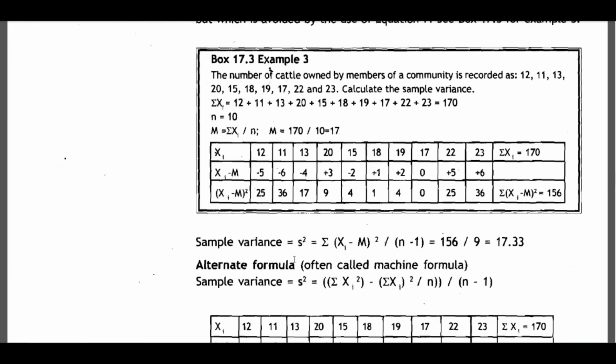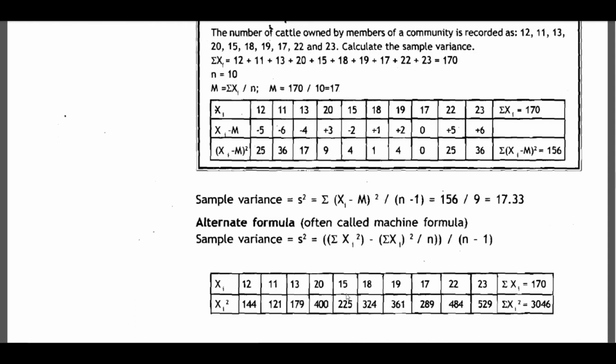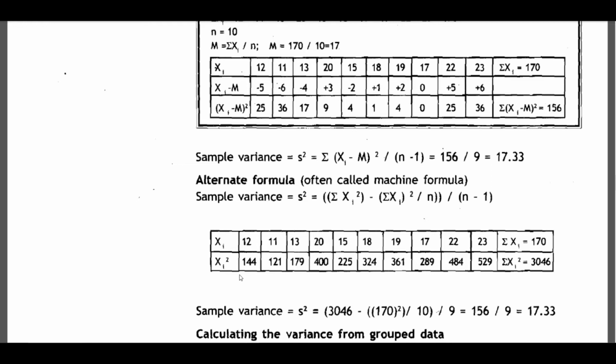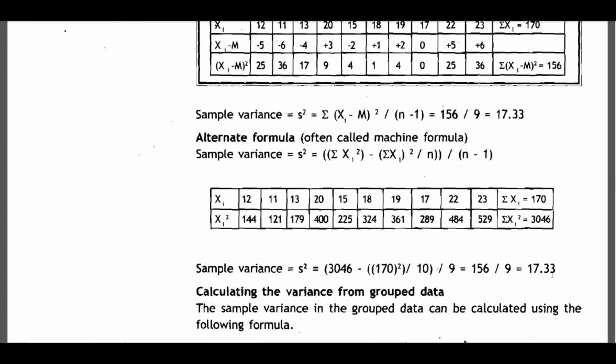The sample variance s square: we put these values here and we get 17.33 as the sample variance. Then the alternative formula, often called the machine formula: the sample variance is calculated like this, where the sum of each value squared is 170. Then we put this into the formula and we get 17.33.